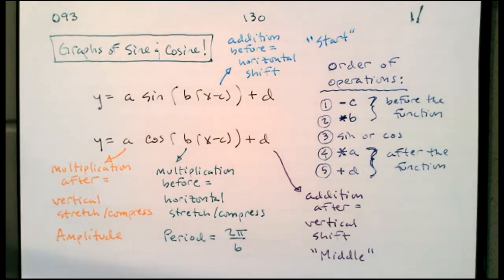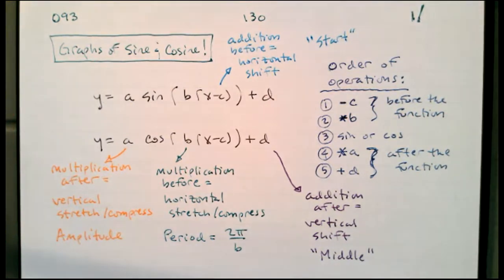Any questions? So we looked in general at addition and multiplication before and after the function, and now we've put that in terms specifically of sine and cosine. So at this point, I want to switch over to the graphing calculator. So I'm going to switch us over to Desmos, and I have each of these functions programmed in.